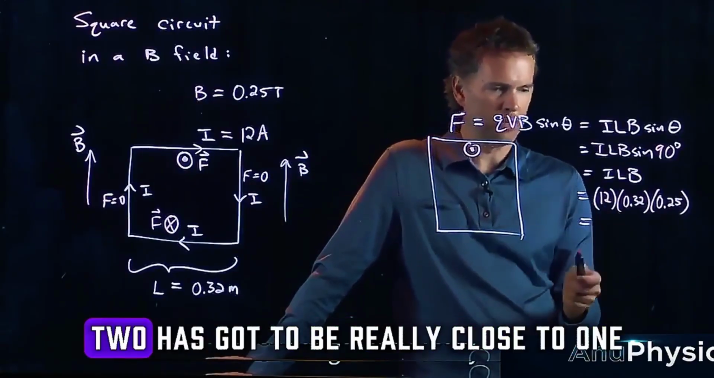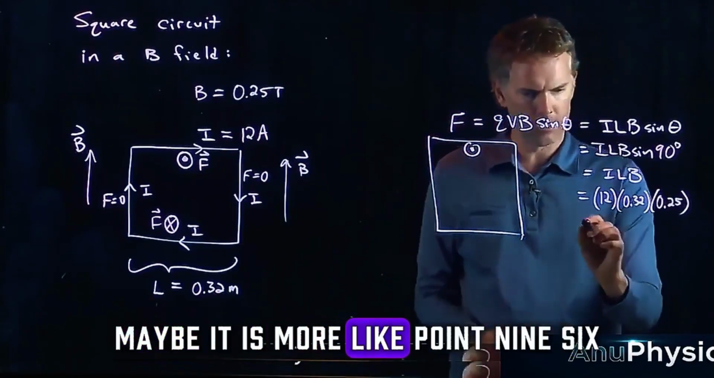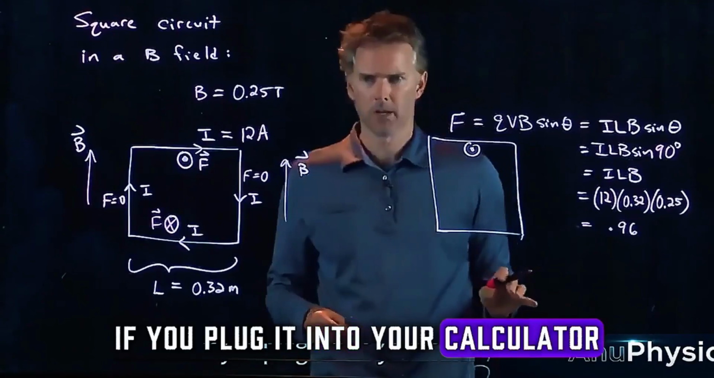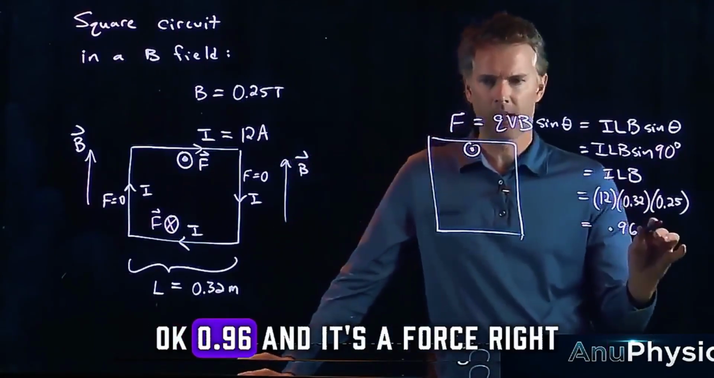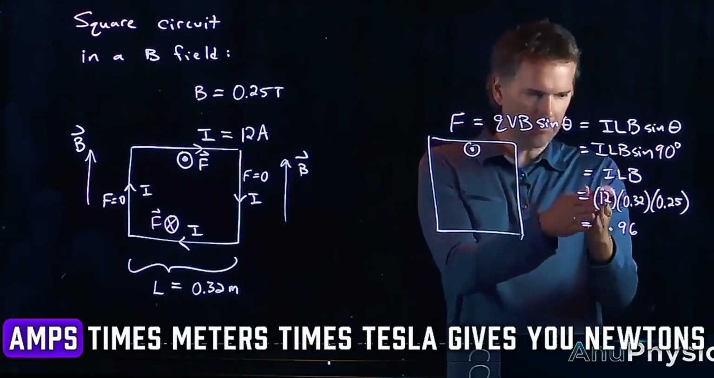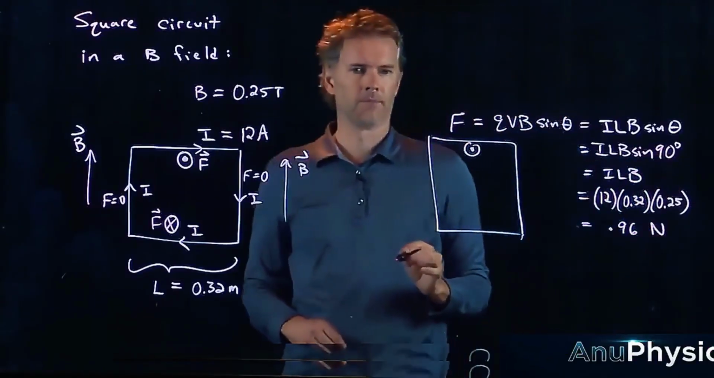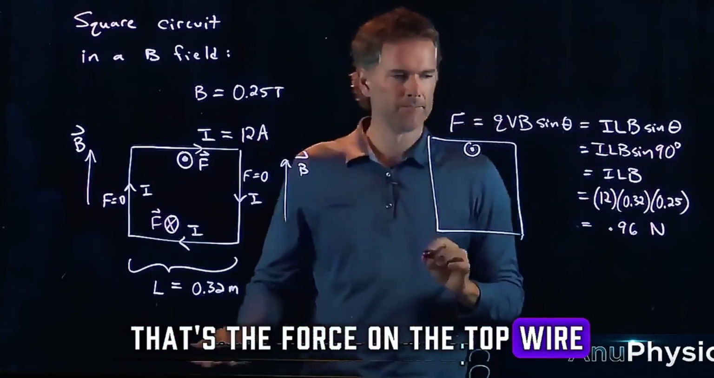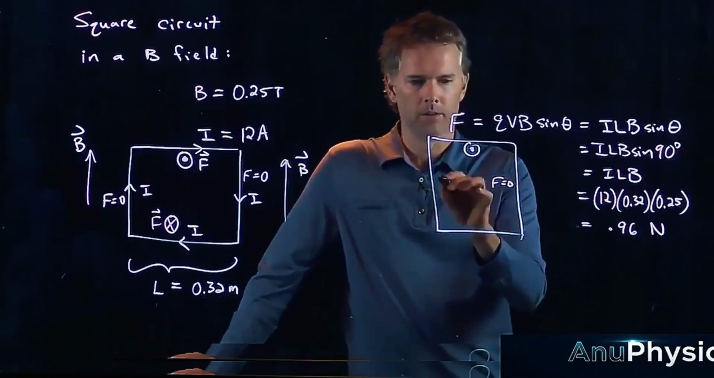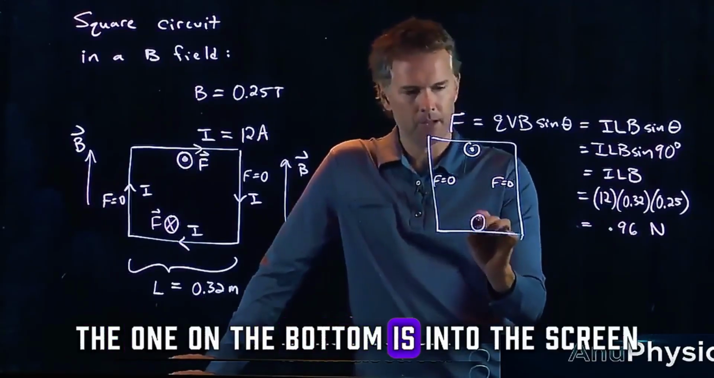3 times 0.32 has got to be really close to 1. Maybe it is more like 0.96. Is that what you get if you plug it into your calculator? Okay, 0.96, and it's a force, right? So these SI units, amps times meters times Tesla, gives you newtons. That's the force on the top wire. The sides, we said, were 0. So we don't have to worry about those. The one on the bottom is into the screen.